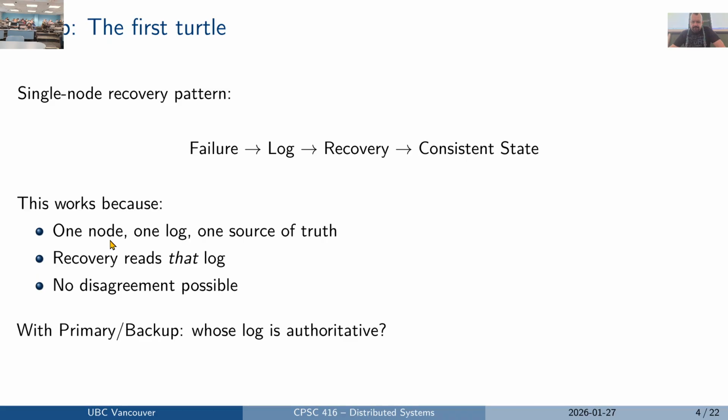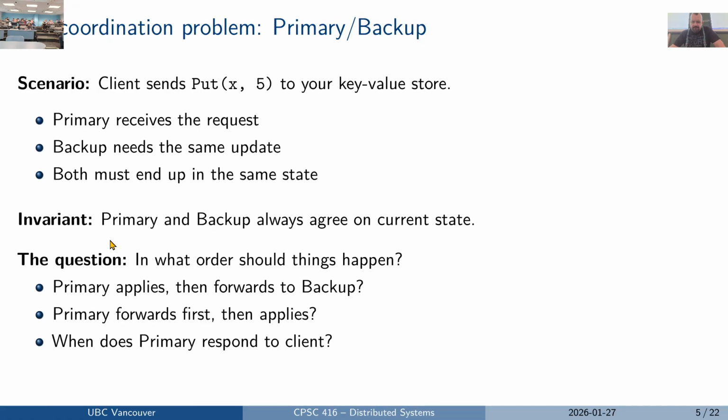So this worked because we had one node with one log that generated our one source of truth. But with primary backup, whose log becomes authoritative? Who gets to be the boss here? Well, I know, we'll make the primary the boss. And you can actually do that. But in fact, normally the way we end up separating this out is that we have a configuration. And we maintain that configuration independently of the primary and backup servers themselves.